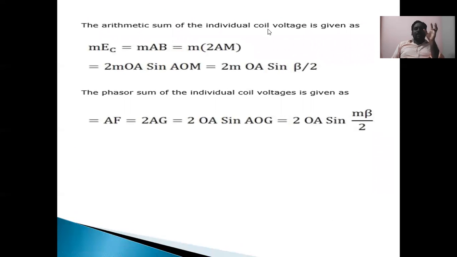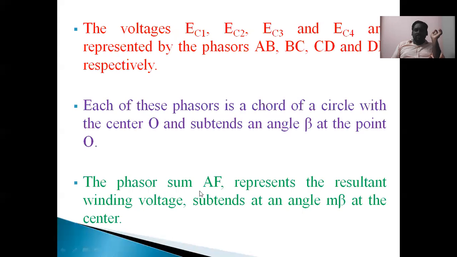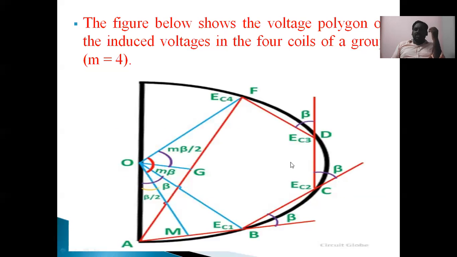See here. The arithmetic sum of individual coil voltages is given as m into EC. What is EC? In case of concentrated winding, all coils are located in a single slot and all those coils are in the same phase. That's why the EMF is an arithmetic sum, and each coil voltage is the same. That's why each coil voltage is represented with EC. So for the same figure, for concentrated winding, each has EC. Now half of the value is OM.